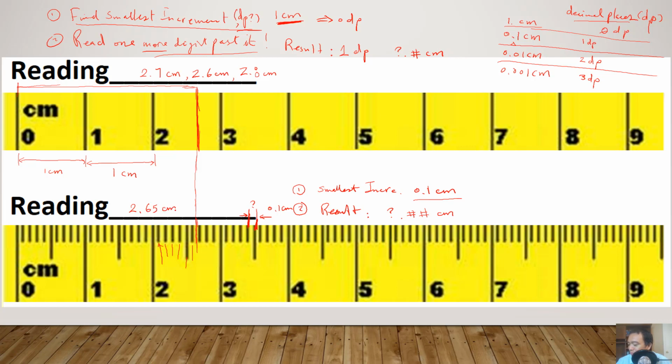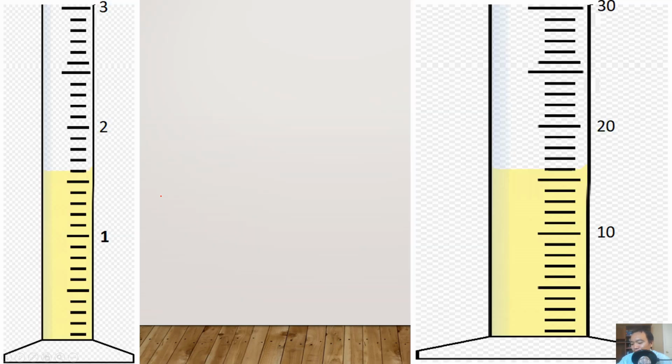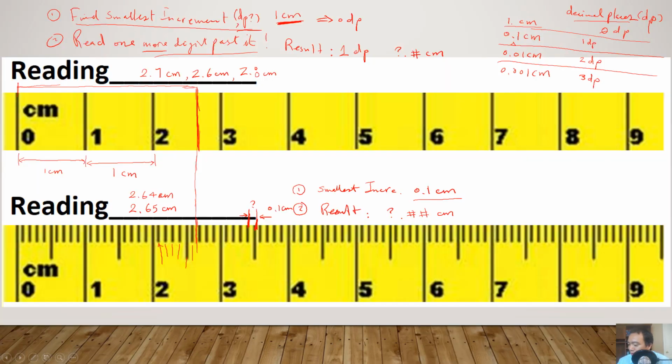Don't forget the unit. And again, some students might read it a little bit differently. It might be 2.64 centimeter. It's also correct. Or 2.66. It's also considered as correct. Now let's go over some more difficult situations.